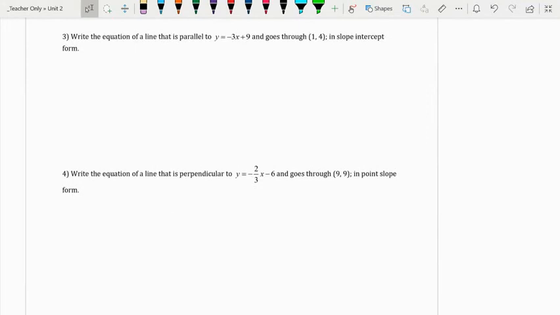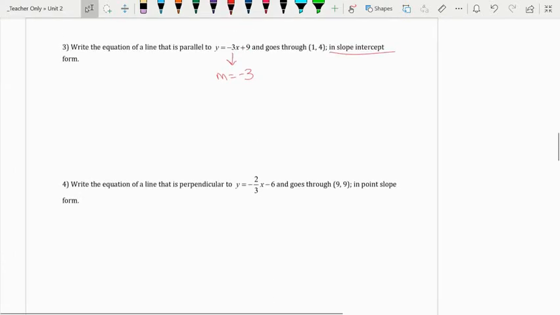Okay, so these are similar questions. Okay, it just says write an equation of a line that is parallel to y equals negative 3x plus 9 and goes through a point. Okay, again, we want slope intercept. So again, I need to find the slope here first. So my slope is negative 3, and I need parallel slope. Well, parallel slope is the same, so we really are using negative 3.